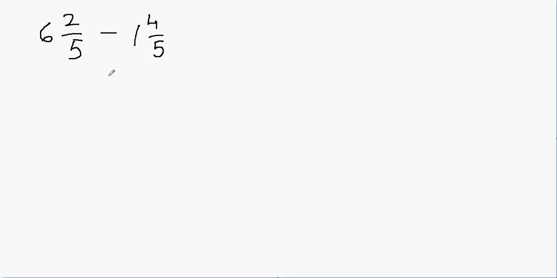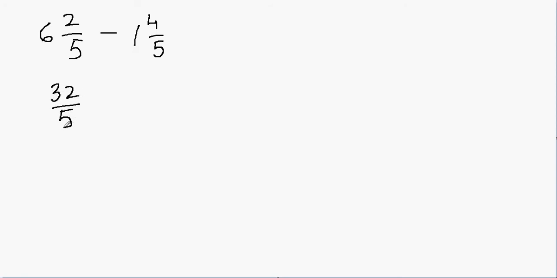The first thing I'm going to do is change my mixed numbers into fractions. To change a mixed number into a fraction, you multiply the whole part with the denominator, and then whatever your answer is, you add it to the numerator. So 5 times 6 will be 30, and 30 plus 2 will be 32. So I will get 32, and your denominator still remains the same.